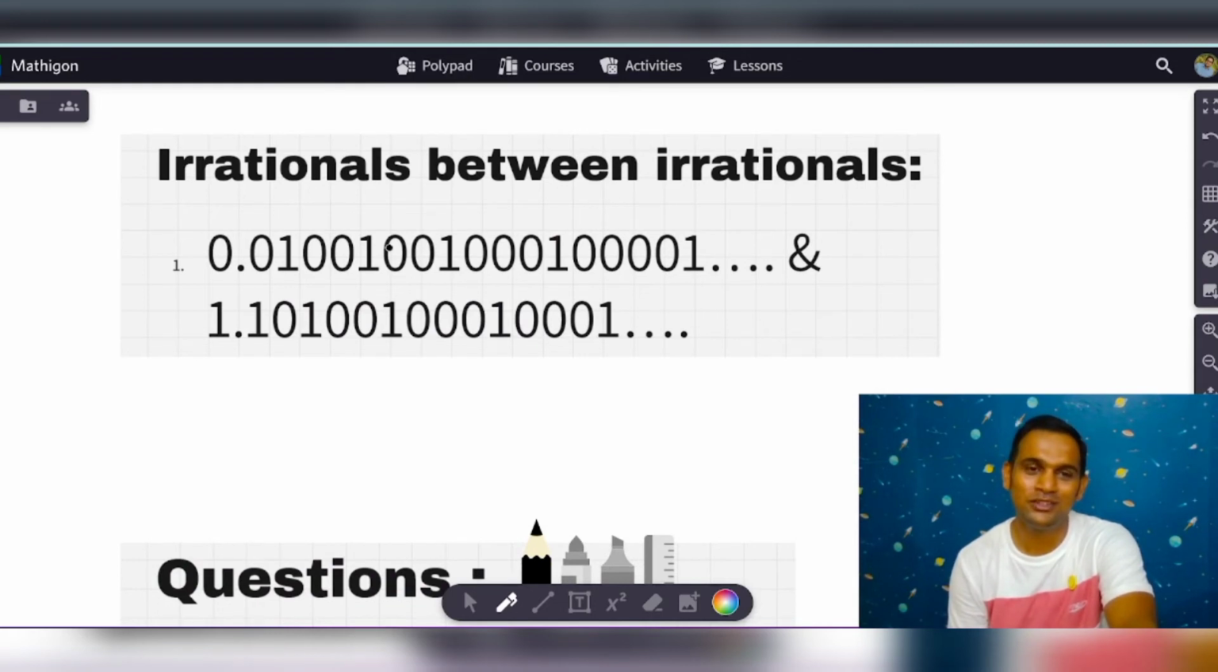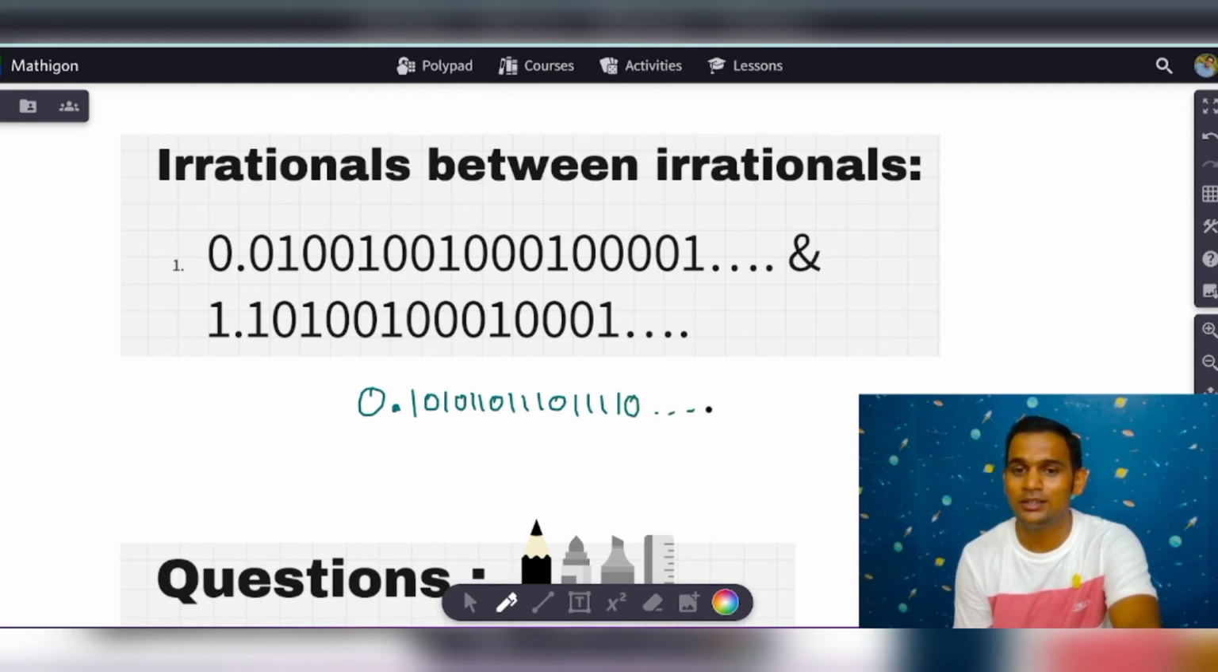Once again, the same procedure, 0.01. As you can see, in the irrationals itself, you can see a pattern over here, right? So how can you find it? Of course, if you write 0.1 and then write one pattern, 1 1 1 0 1 1 1 0 1 1 1 and 0, and then continue, right? Again, it is not terminating, nor is it repeating. So non-terminating and non-recurring, and that makes it irrationals between irrationals.